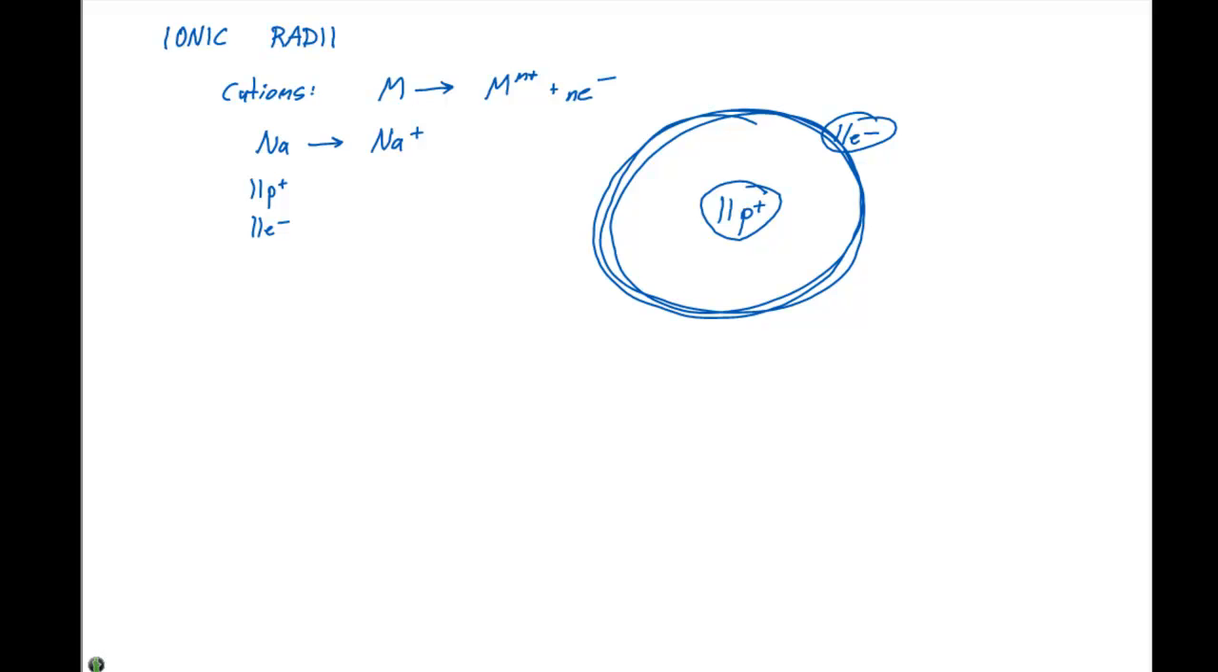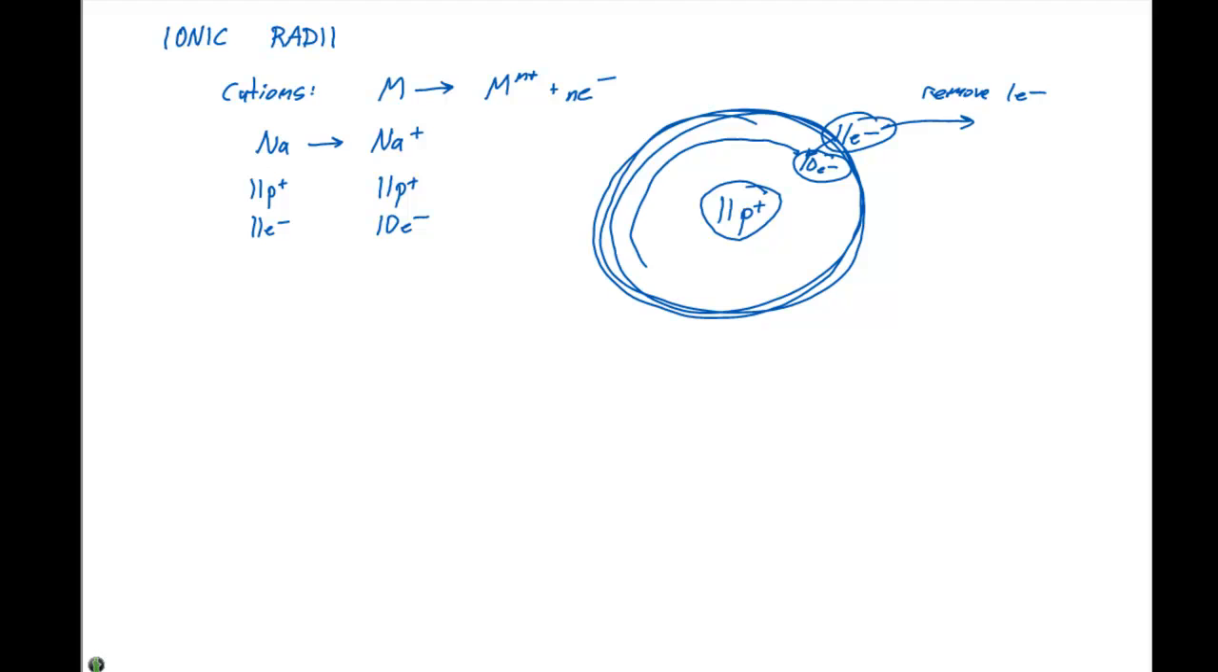When sodium becomes a cation, it's going to lose one of its electrons, but it has the same number of protons. So we're going to have 11 protons and 10 electrons. So as a consequence, what happens here when we have one of these electrons removed? If we remove one electron, what we have left is a scenario where there's 10 electrons. So this is kind of like a tug of war here, and the protons are going to pull the electrons closer to them.